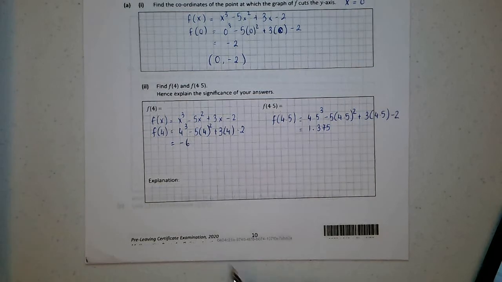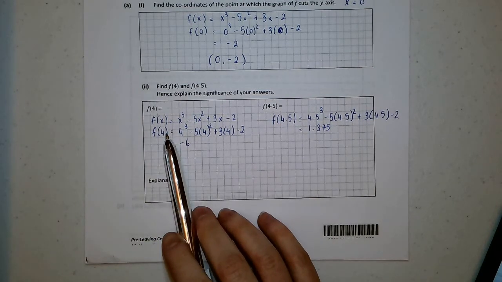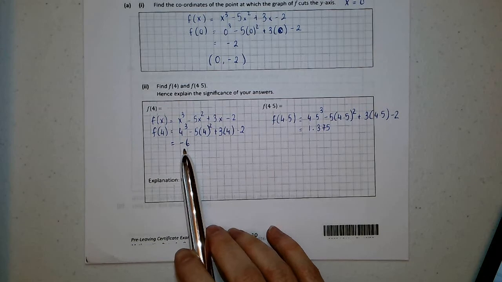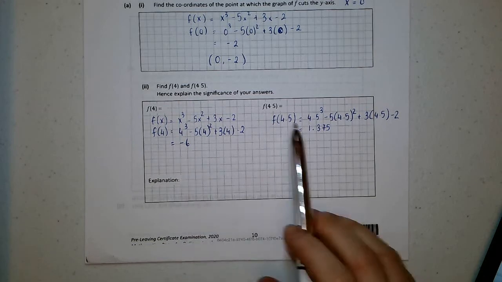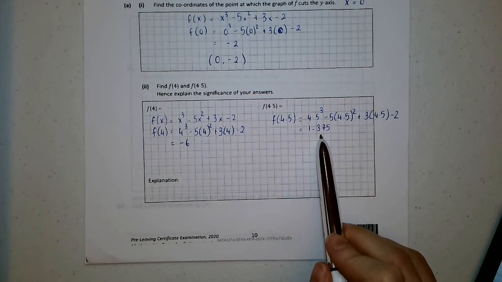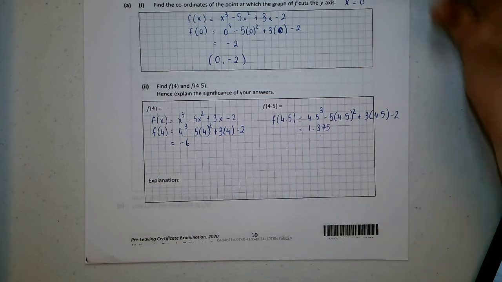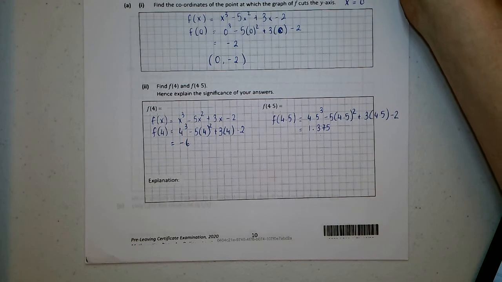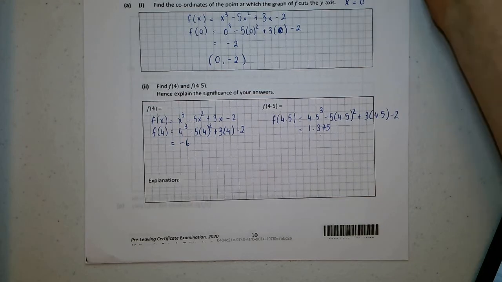Okay, the significance: it says explain the significance of your answer. So as you can see, when x is 4, the output, or y, is equal to minus 6. Okay, when x is 4.5, y is equal to 1.375. So putting that into perspective, we'll say for example, this is 4 and this is 4.5.